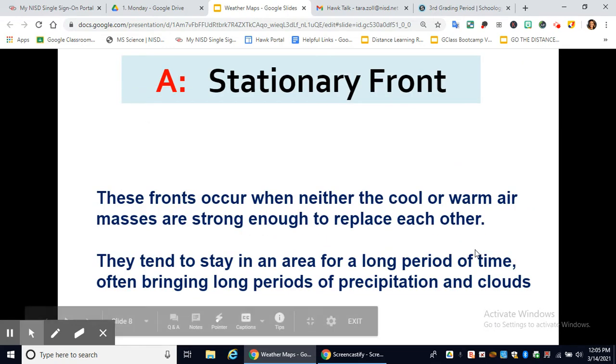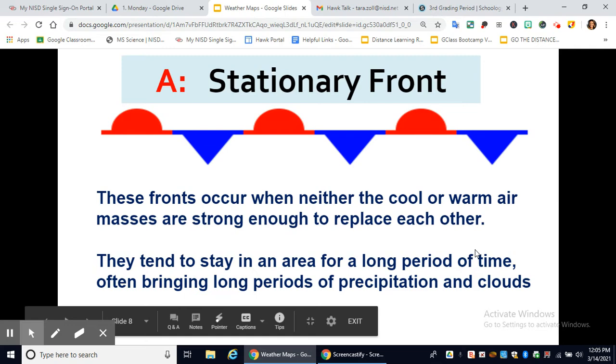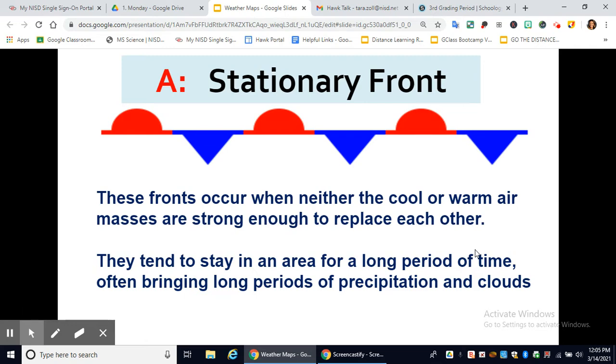Stationary front. These fronts occur when neither the cool nor warm air masses are strong enough to replace each other. They tend to stay in an area for a long period of time, often bringing long periods of precipitation and clouds.